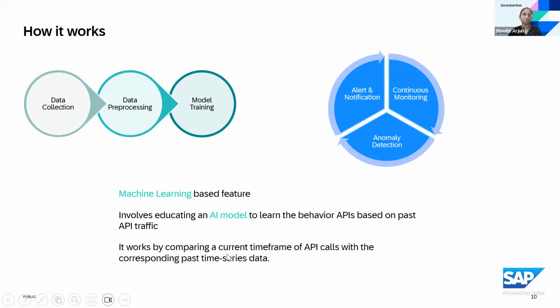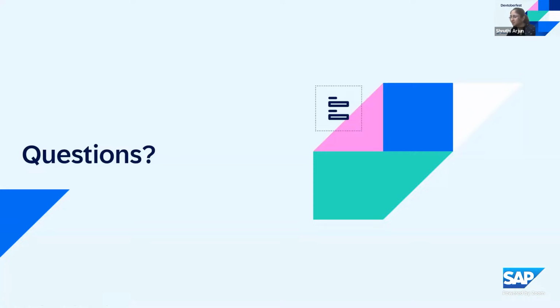Right. So, it basically works by comparing the incoming traffic, the API calls that we see as they are happening, with the past time series data, right? So with this comparison, the deviations and patterns are detected, and then they are flagged. So that's actually it, right? I think I'm quite on time. I am now also open for questions if there are any.